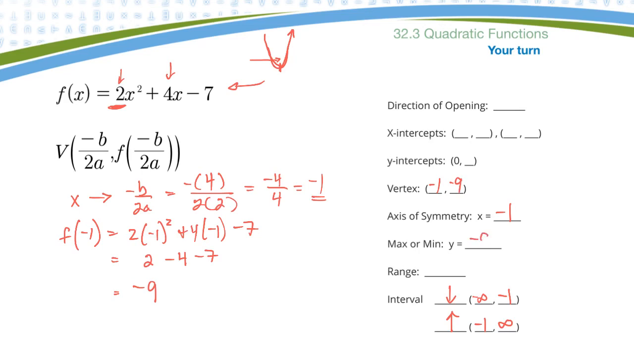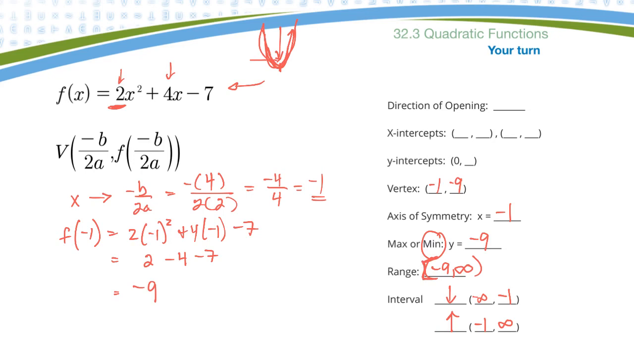And so that's going to be a max or min value. Since the graph is opening up, there's going to be a minimum value. And so your range, you're going to start at your minimum value, so it'll be a -9, and it'll go up to positive infinity. Oh, there's a square bracket because it can include -9.